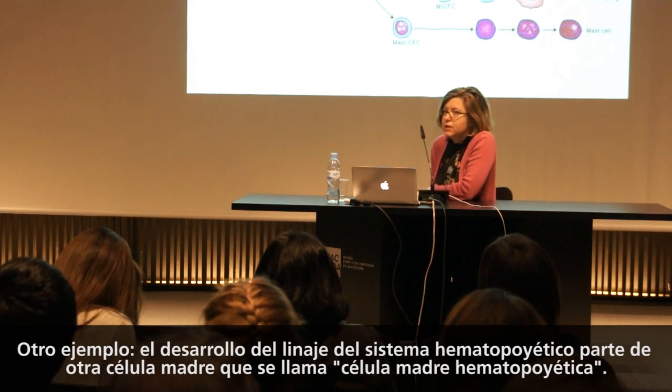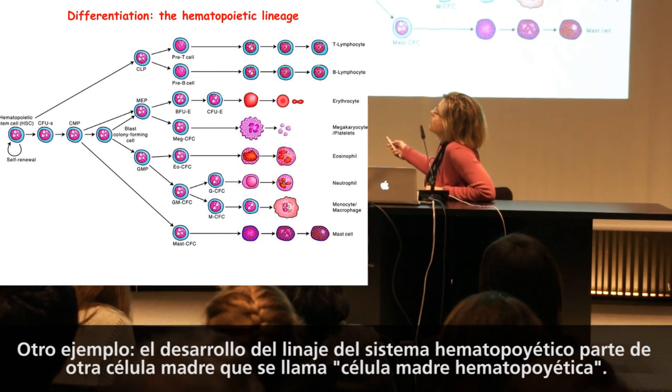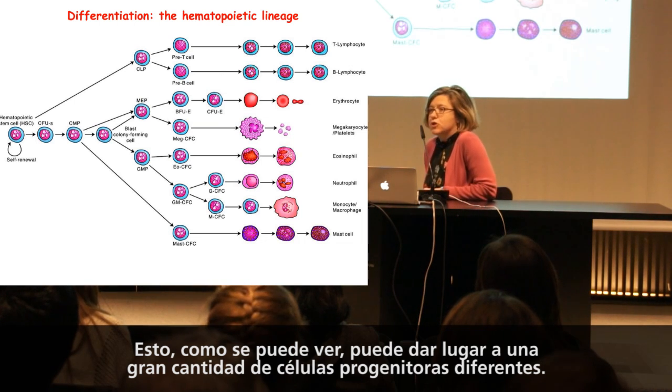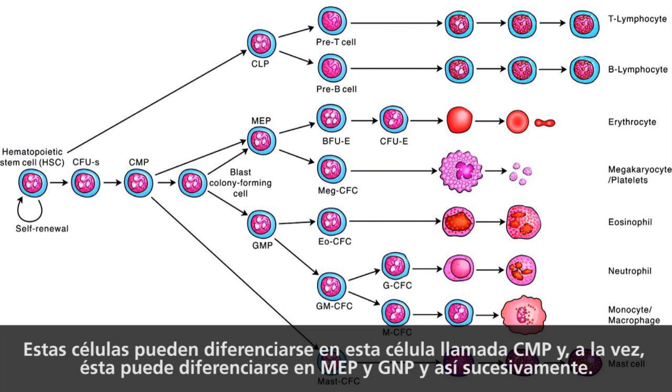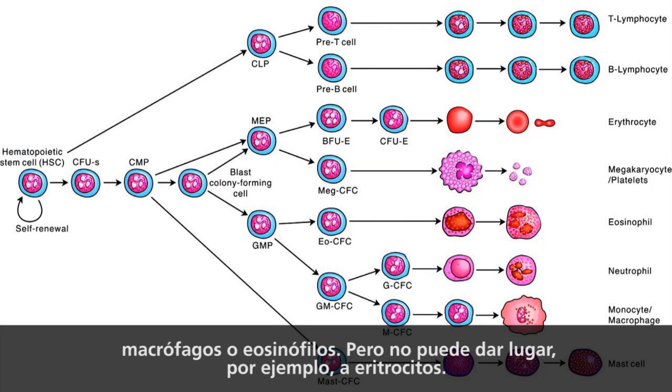For example, the lineage development of the hematopoietic system starts from an adult stem cell that is called the hematopoietic stem cell. And this, as you can see in these slides, can give rise to a plethora of different progenitor cells. These cells here can differentiate into these cells called CMP, and CMP can differentiate into MEP or GMP and so on. But the interesting thing that I want to point out is that each branch, in the end, can give rise to this cell line or this cell line, so macrophage or eosinophil, but it cannot give rise, for example, to erythrocyte.